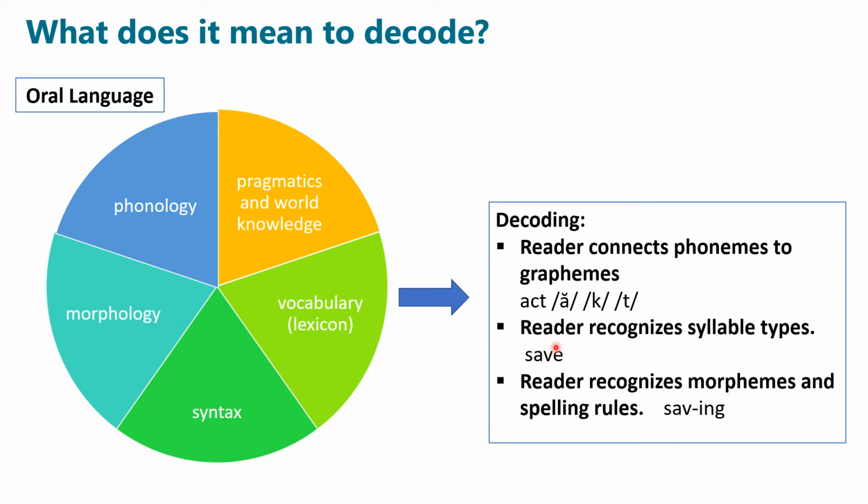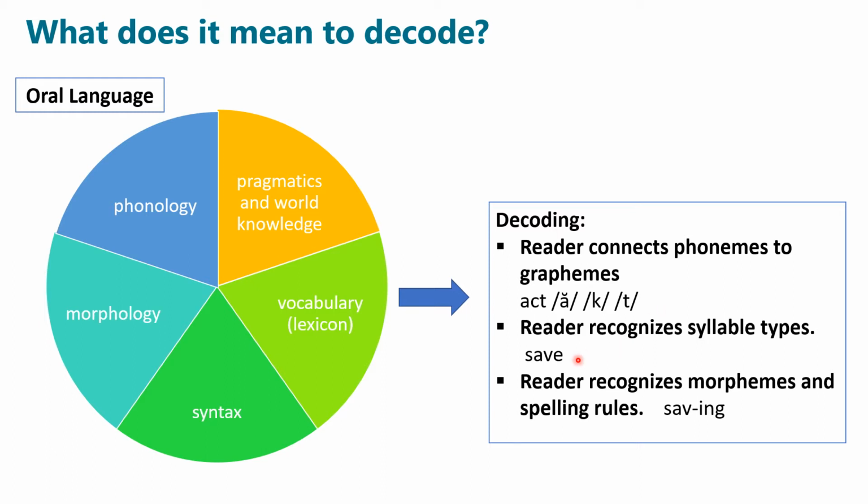Next, the reader will recognize a syllable type. There are 6 syllable types in English. I'm going to go over them with you. So we're not blending sounds together forever, right? Otherwise, we would never be able to read anything. It would take us forever. So once this first level gets pretty fluent, we start to recognize syllable types.